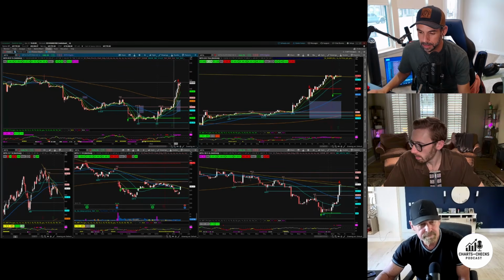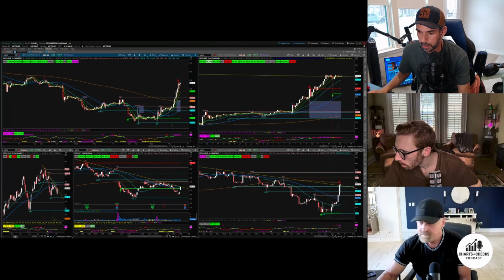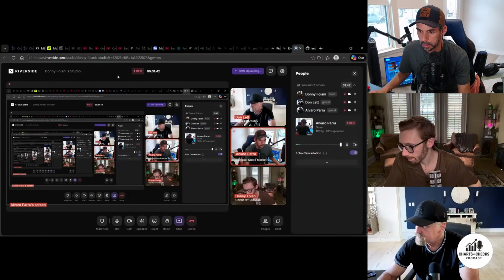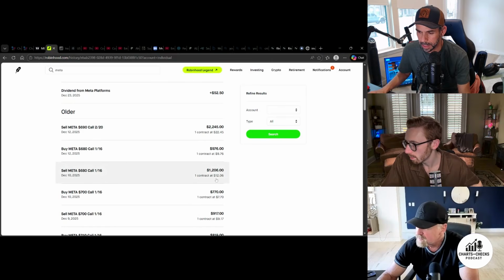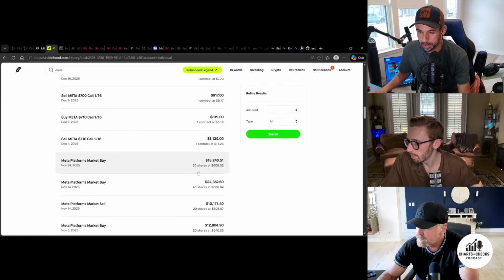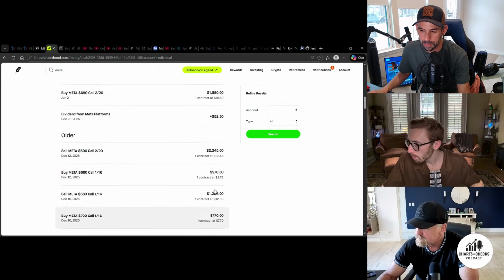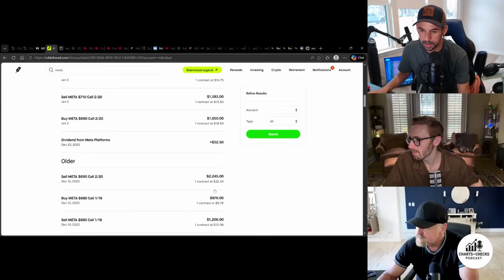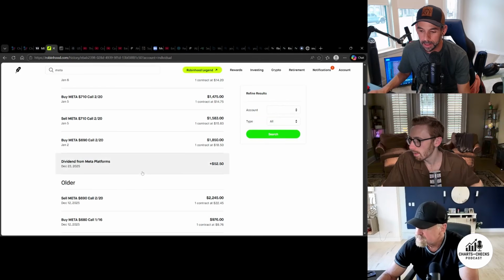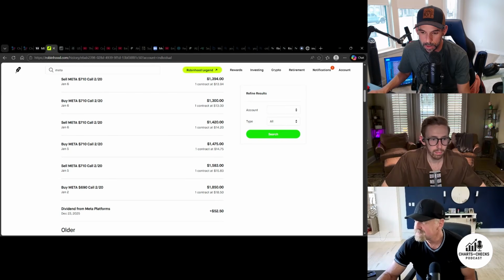Let me show you this, guys. This is an excellent stock result. Take a look at this. Can you guys see this? I ended up buying 100 shares of Meta on November 24th. These are call options that I have been selling and buying back over and over and over again. On top of that, I ended up being paid a dividend on December 23rd of $52. So I've been doing this over and over again.